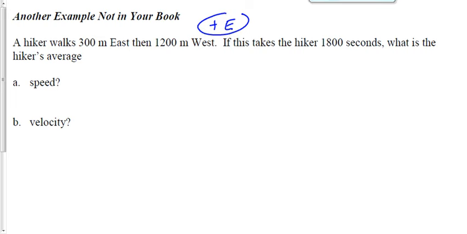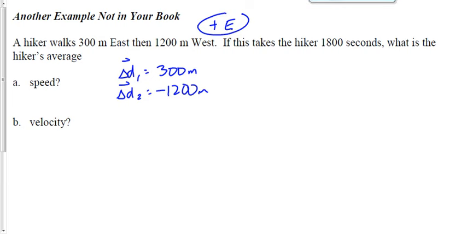We want to find the average speed and velocity. So let's write down those givens now. My first displacement would be 300 meters. My second displacement would be 1200 meters, right? Usually when I say right, I'm kind of leading you somewhere, right? What should this be? Negative 1200 meters.